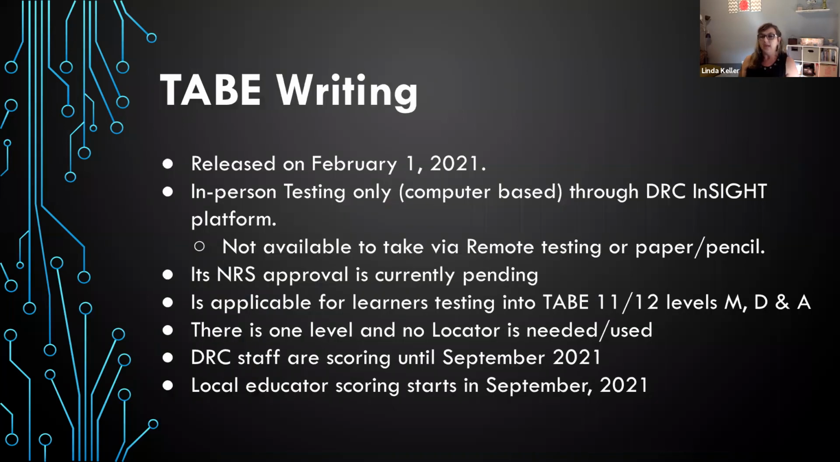So the last slide here with the TABE update, there was information that was released in February of 21. They developed a writing test, and the test is available for in-person testing only. That is not available to take via remote testing, and it's not available to do paper pencil either. Its approval is currently with the NRS. It's awaiting and it's pending. It's applicable to use for learners who are testing into levels M, D, and A level of the TABE 11-12. There is only one level and no locator is needed. And DRC staff are scoring the writing test until September of 21, and then it will be local educators' responsibility to begin scoring if that's something that your program is interested.